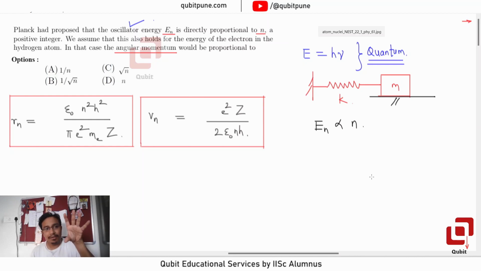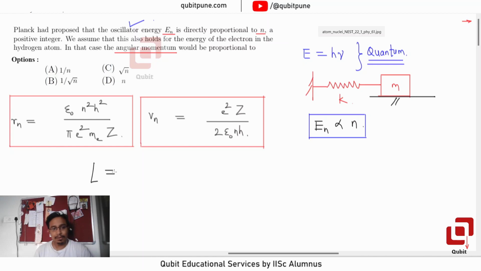Now look, this question in particular is not meant to be solved by the already known formulae for Rn and for Vn. Because these formulae have been derived not assuming that En is directly proportional to n. You can see that there Rn is proportional to n squared, and Vn is proportional to 1 upon n and all that stuff. So what we have to do is start with this and then arrive at a definitive conclusion regarding angular momentum L.